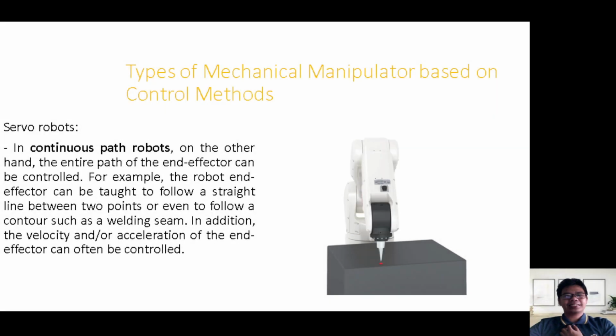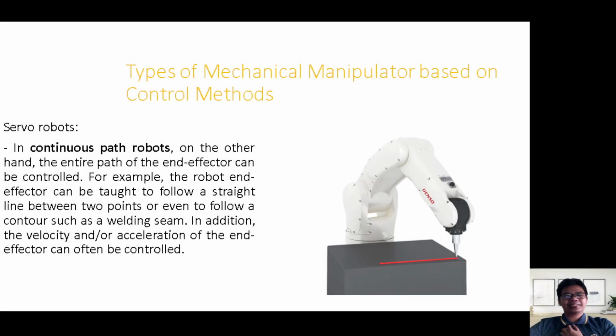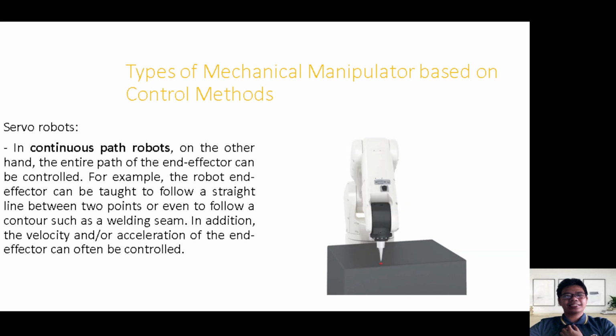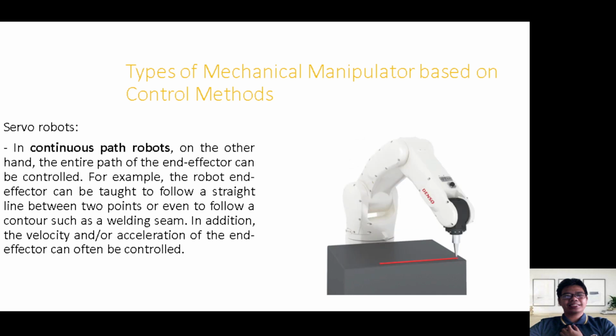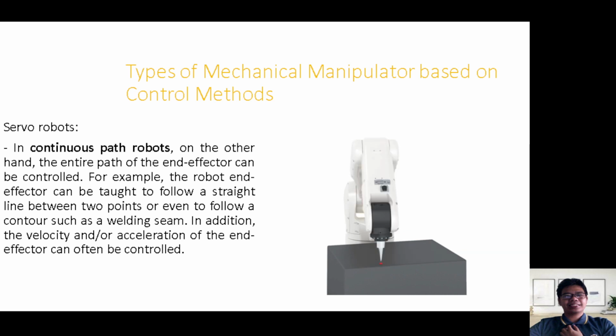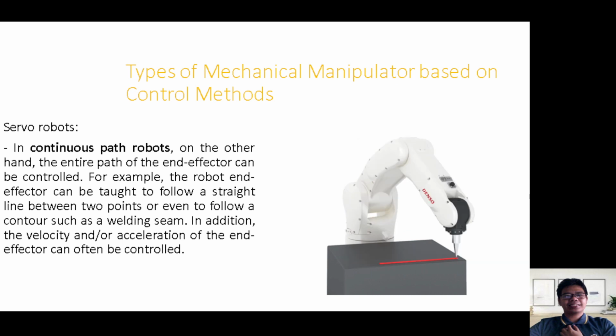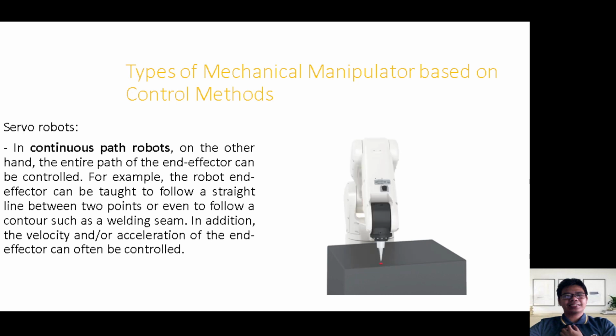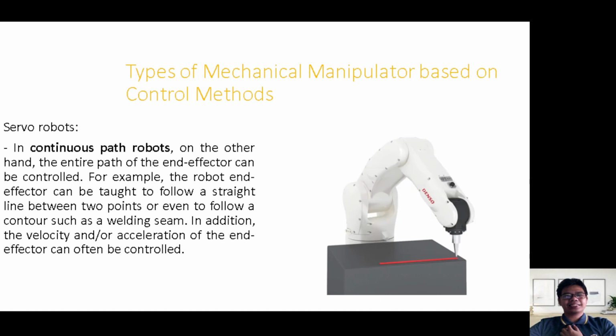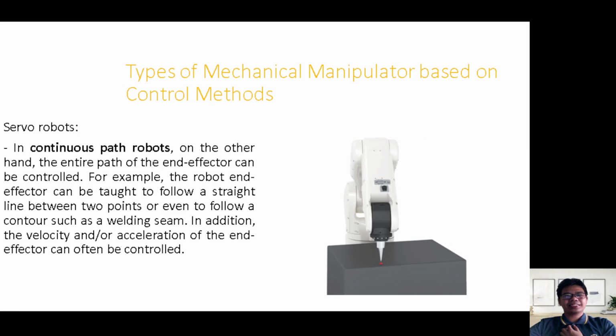Then, imagine a robot with the ability to precisely control the entire path of its end effector. These robots can be trained to follow straight lines between points or even trace complex contours, such as welding seams. Moreover, the velocity and acceleration of the end effector's movement can often be finely tuned.